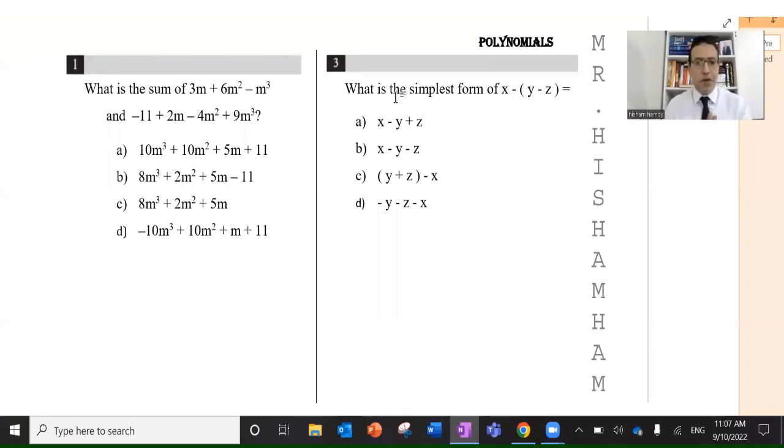Bismillahirrahmanirrahim. Let me introduce for you how we are solving the questions in SAT. It's a little bit different, and I'm going to show you one of the methods that I'm working with.